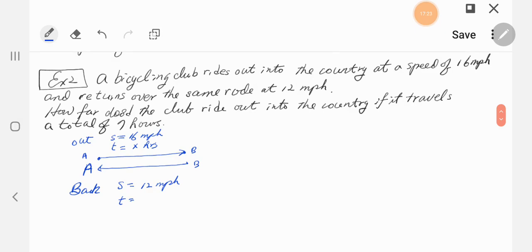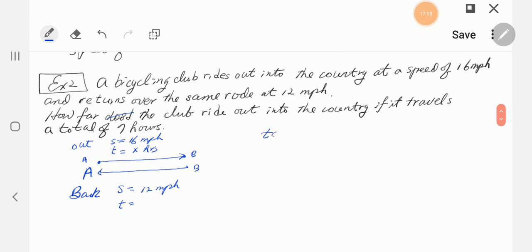Okay, how far? How far does the club ride out into the country? If it travels a total of 7 hours. So we want to find the distance, actually. We want to find the distance from A to B. And then the total hours is 7 hours. So going out and coming back takes 7 hours.